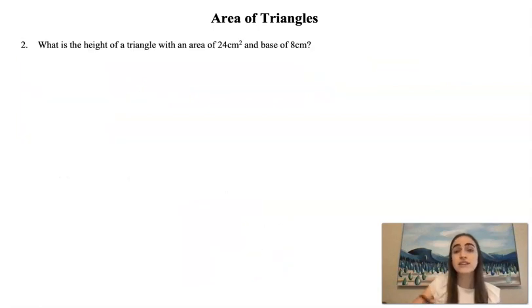Our second example is asking us to work backwards. It's asking us to find the height of a triangle given the area of 24 centimeters squared and the base of 8 centimeters. So the first thing we do is write down our formula. So we're going to have area equals a half times the base times the height. We'll go through and substitute in. So we'll have 24, which was our area, equals a half times the base, which was 8, times the height, which we don't know. So we're going to leave that as H.